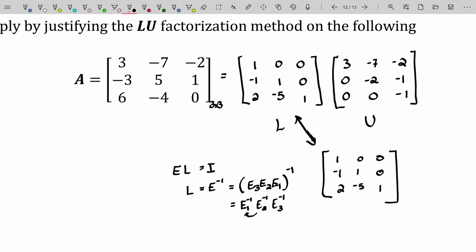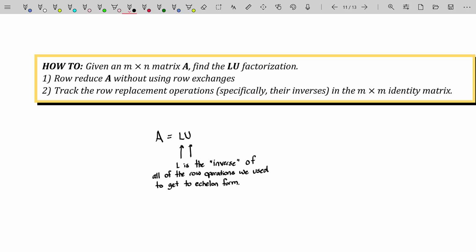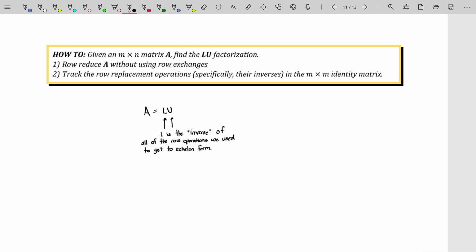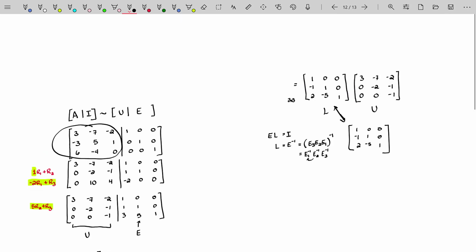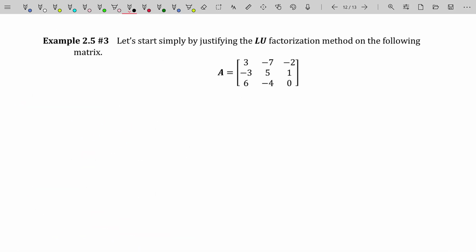So when I say in the previous page, track the row replacement operations, specifically their inverses, in the m by m identity matrix, I really mean just by the columns. Don't multiply entire rows, just track the column changes. So what do I mean by that? Something very simple. Let's redo that problem, and this time you're going to see it in all of its full glory.